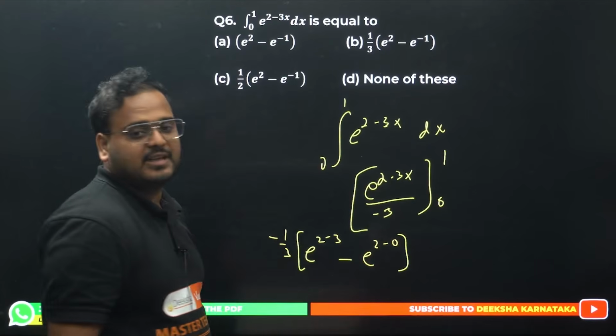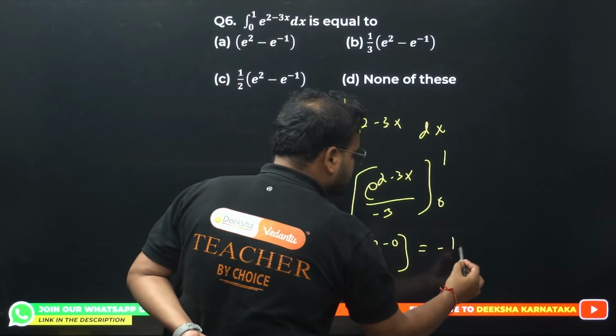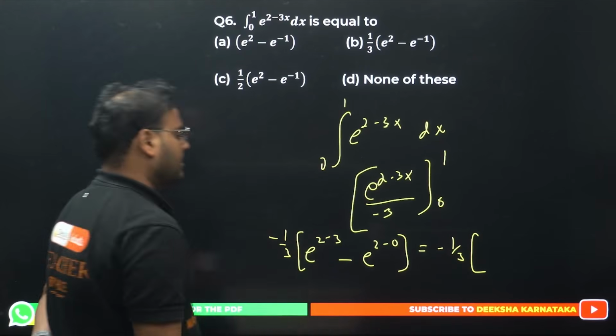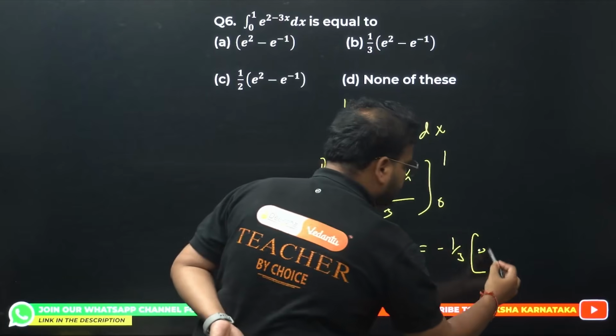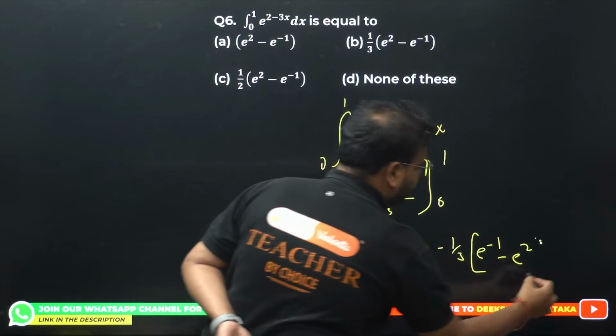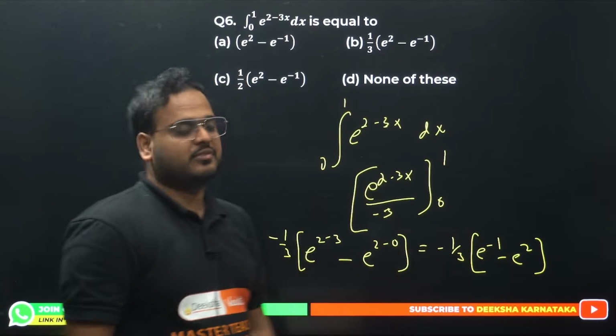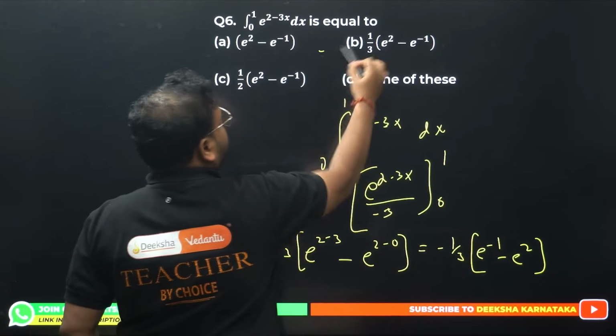Right? When x is 0, x is also 0. What I'm getting here: minus 1 by 3 e power minus 1, and e power 2. What is my answer? e power 2 minus e power 1 by 3.